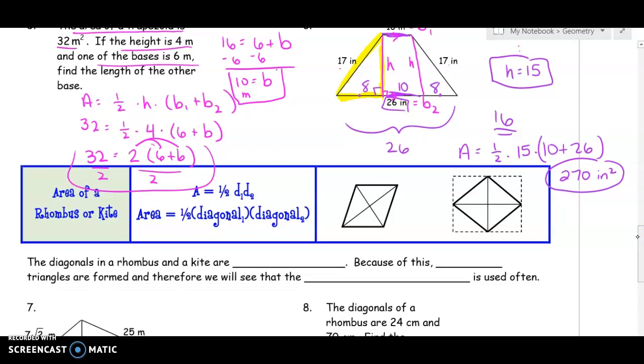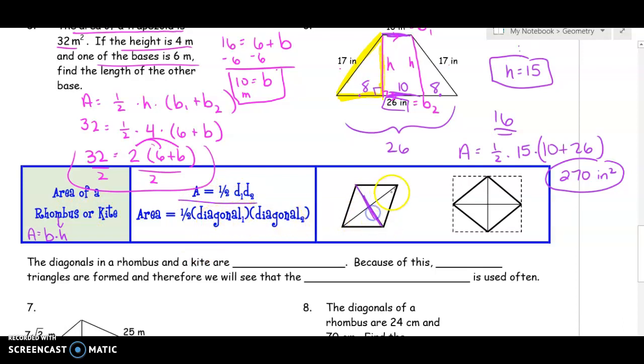Then we have a rhombus or a kite. Rhombus is like a leaning square. Remember that I mentioned earlier that you can use base times height. So in a rhombus, you can still use base times height if you have those pieces. Sometimes you're going to be given the diagonals. So for a rhombus and a kite, you can use this formula. 1/2 times diagonal 1 times diagonal 2.